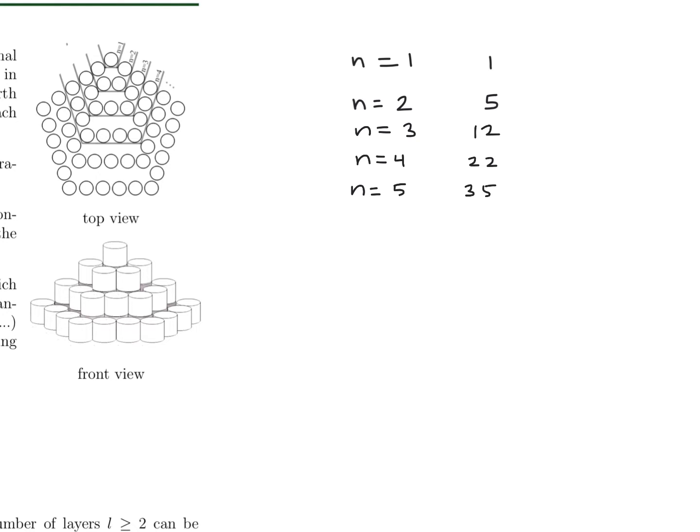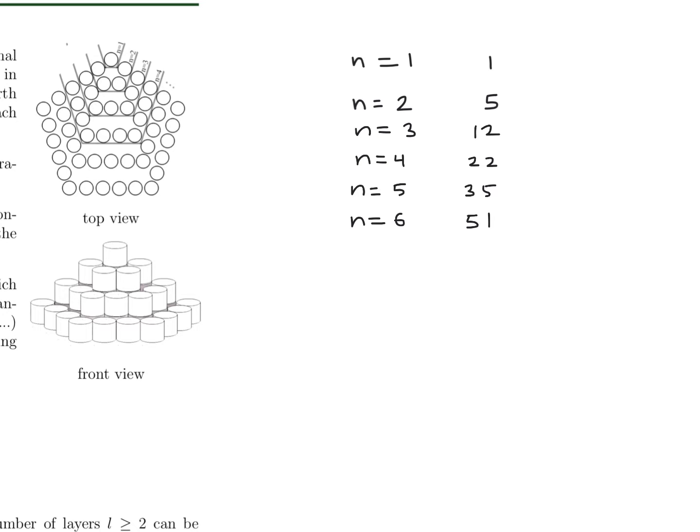So all I'm doing is just counting. This was 1. This is 5. This is 12. This is 22. And the next one would be 23, 24, 25, 26, 27, 28, 29, 30, 31, 32, 33, 34, 35. I'm just counting those. So if you keep going like this, this one is 51, if you count it.